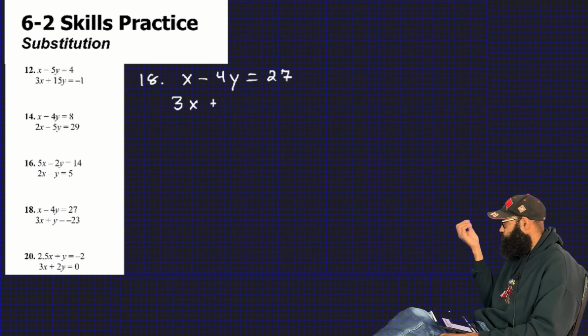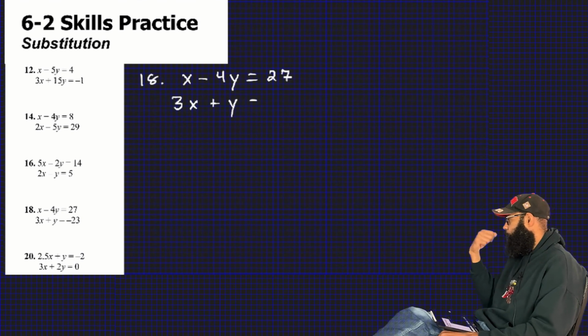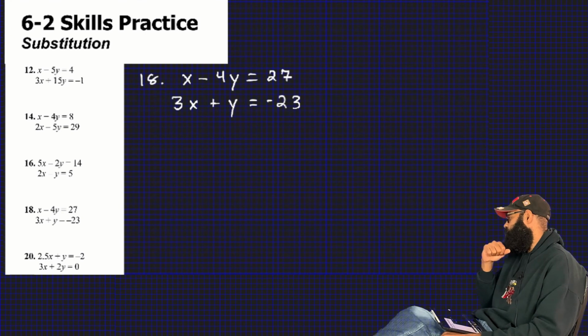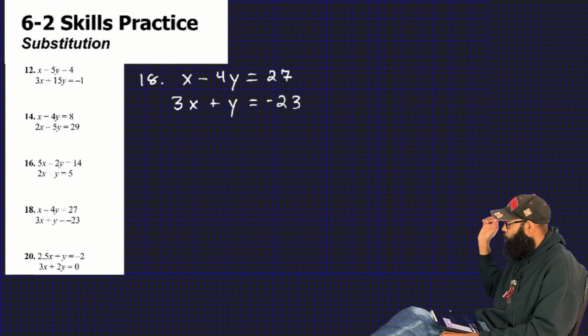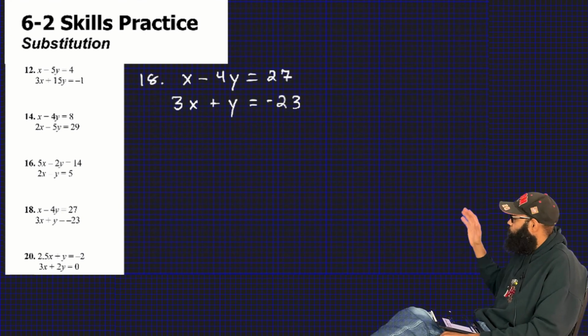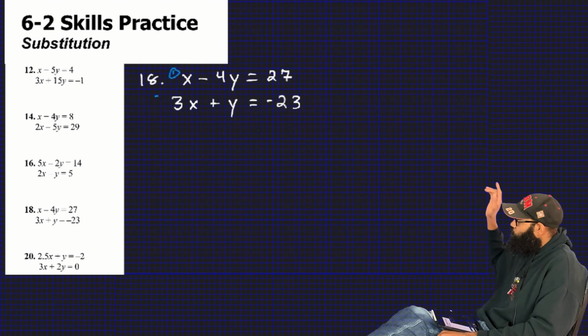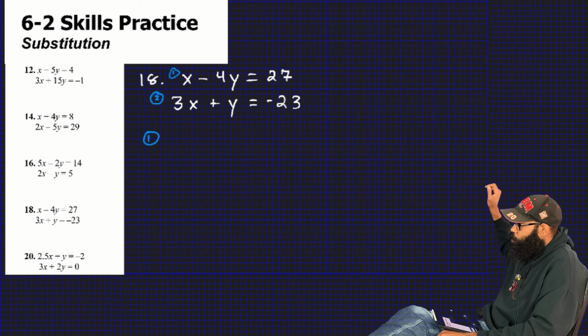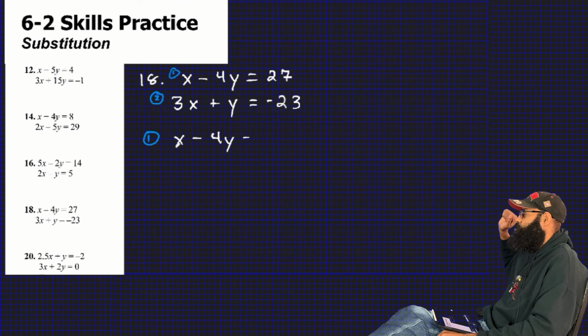And again, which one would you choose? Would you try to adjust the top equation, x minus 4y, or would you try to adjust the bottom equation, 3x plus y? Again, coefficients. What's going to make this easy for you? Which one would you change, equation 1 or equation 2?